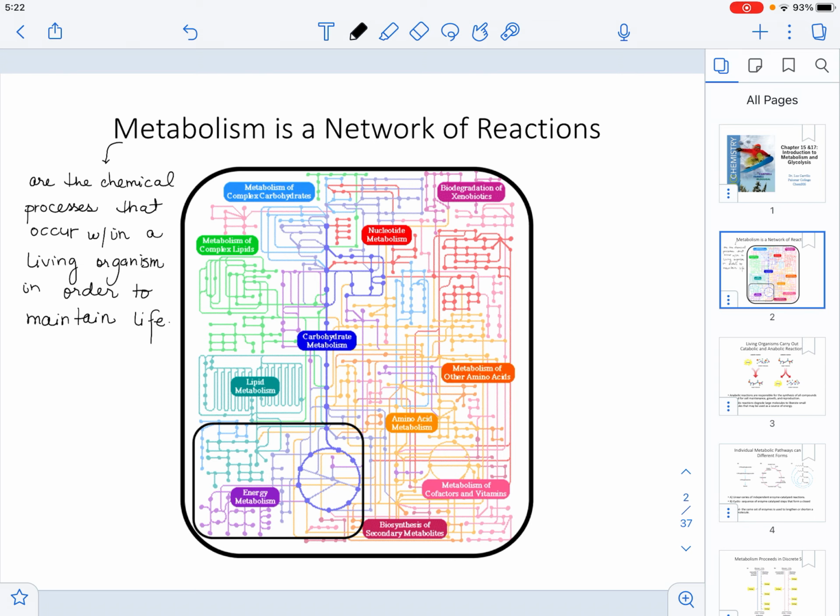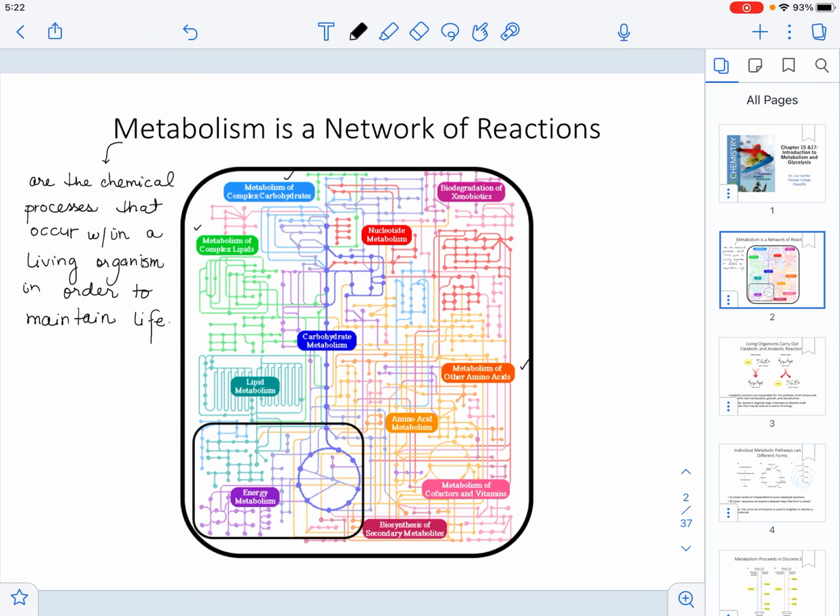Now, when it comes to metabolism, as you can see in this diagram, it is a complex network of reactions. We can have metabolism of complex carbohydrates. We can have metabolism of complex lipids. We can have metabolism of amino acids, just to name a few.